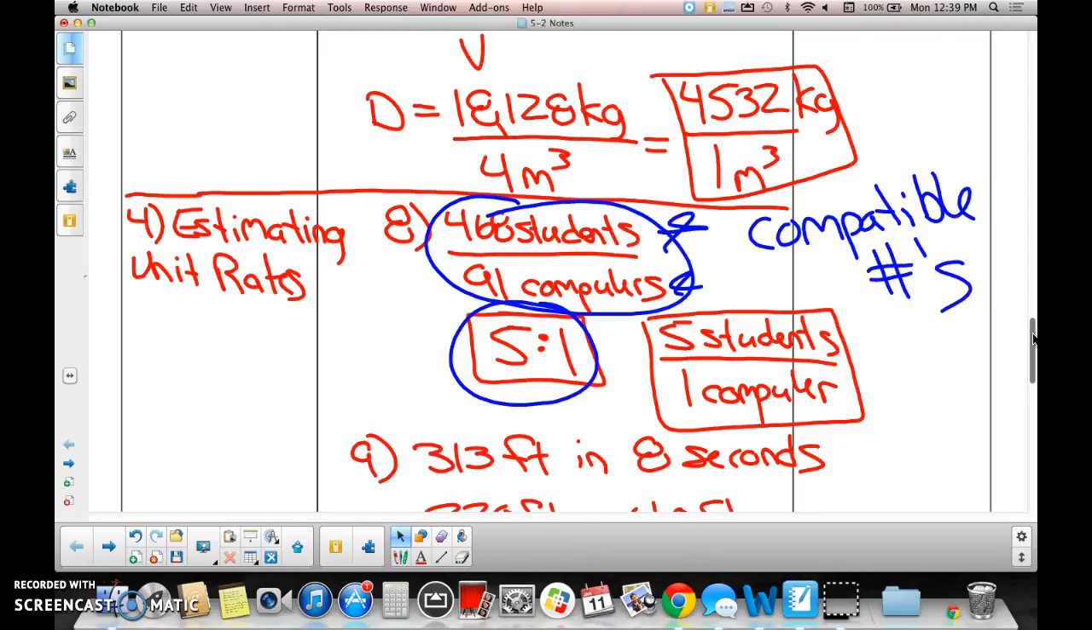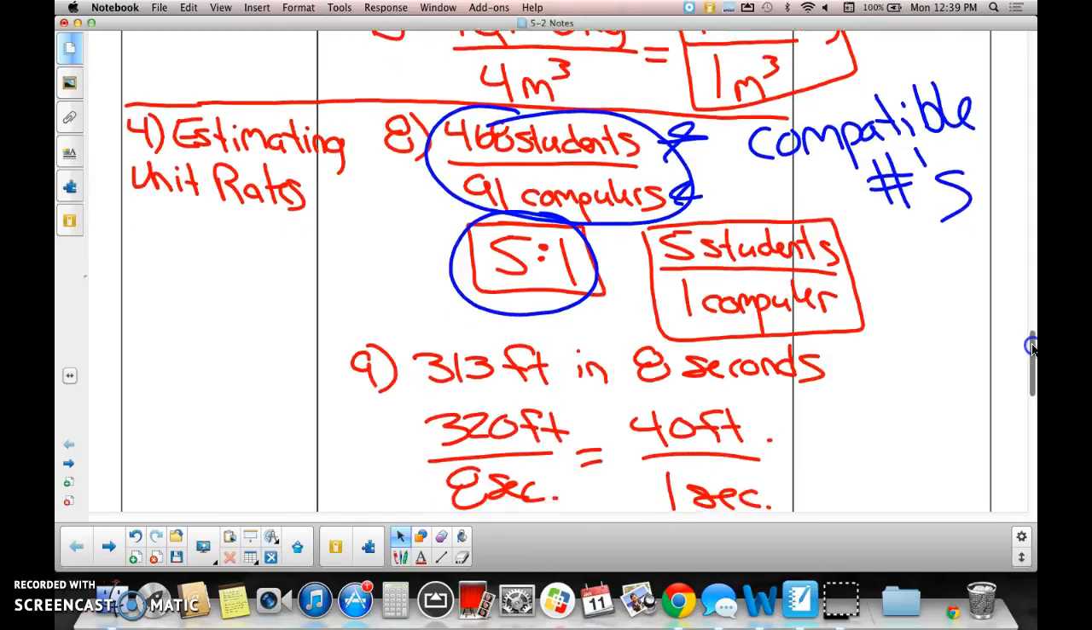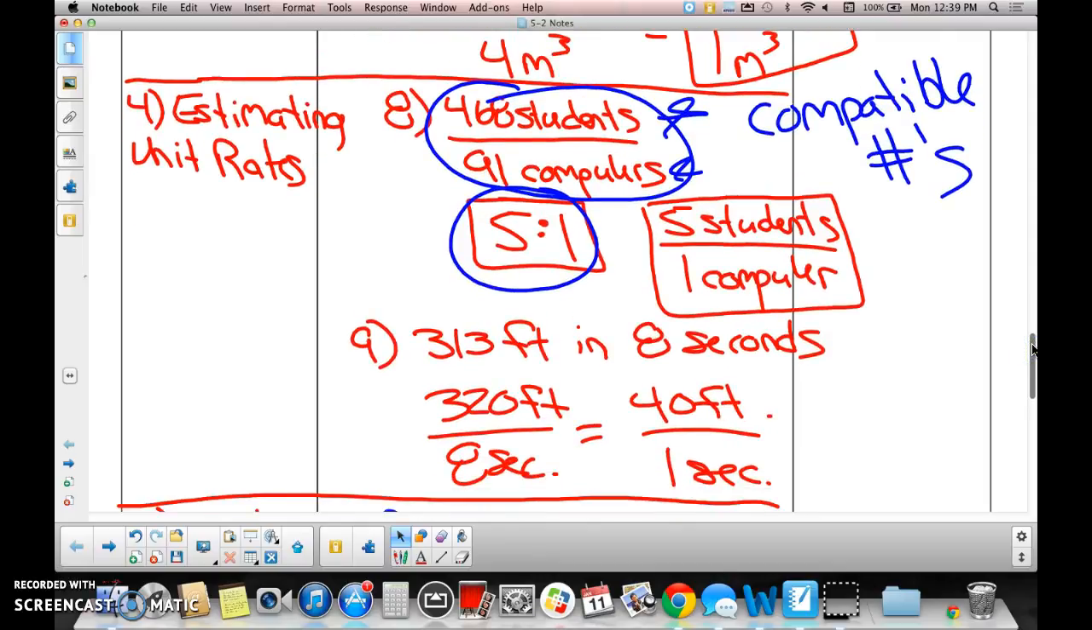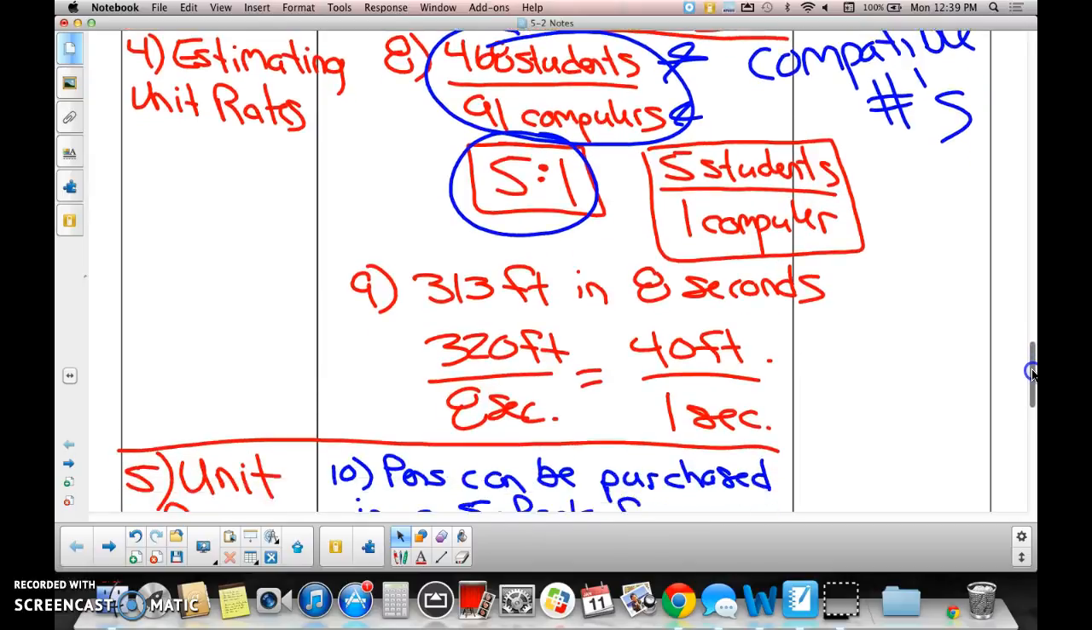If you go down to number 9, we're talking about 313 feet in 8 seconds, and we estimated about 40 feet per second. Because we went to 320 over 8, because 320 and 8 are easily computed together. So 40 feet per 1 second.